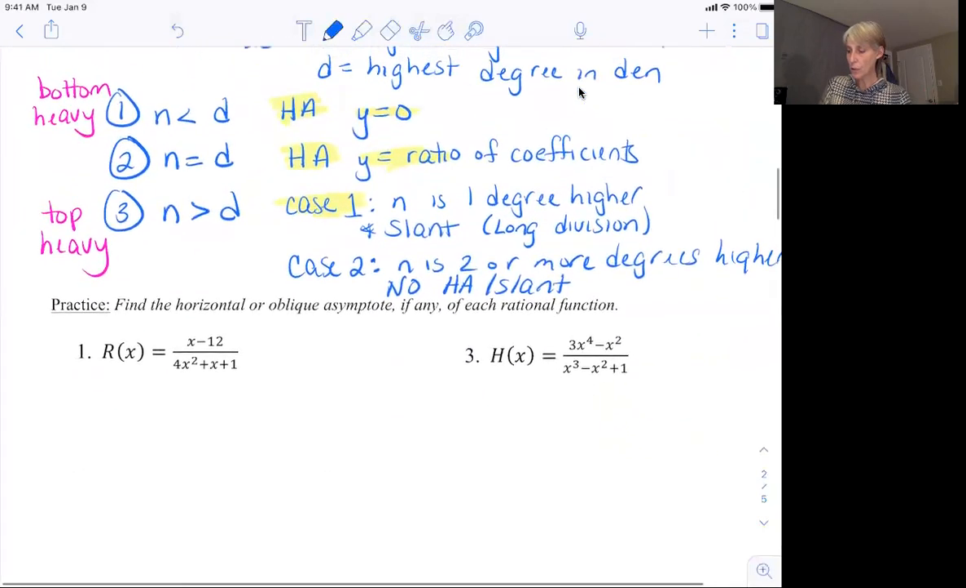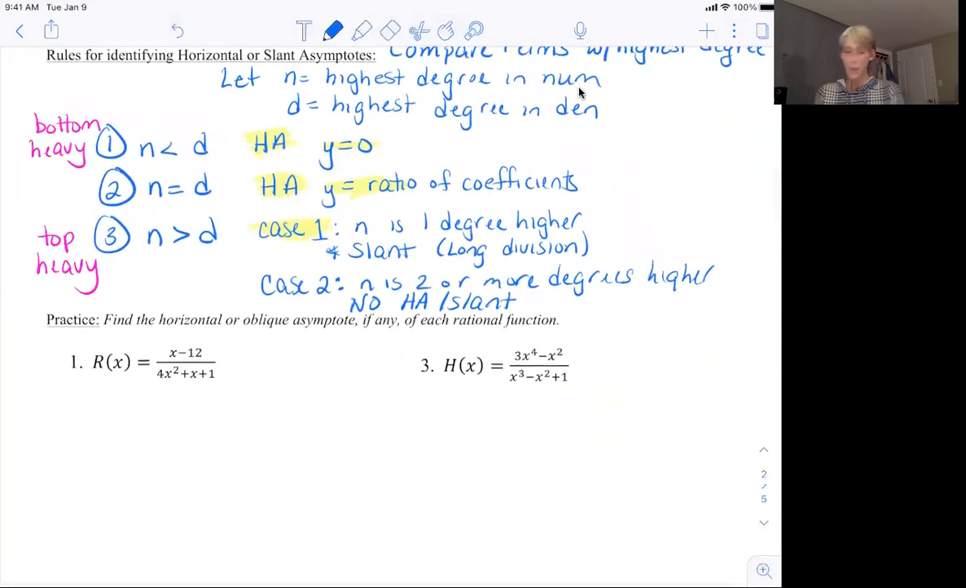And it will be extremely easy. If we look at the first example and we want to find the horizontal or oblique asymptote, I should have mentioned this, oblique is just a fancy way to say slant. Okay. And so we're going to do that for the following functions.